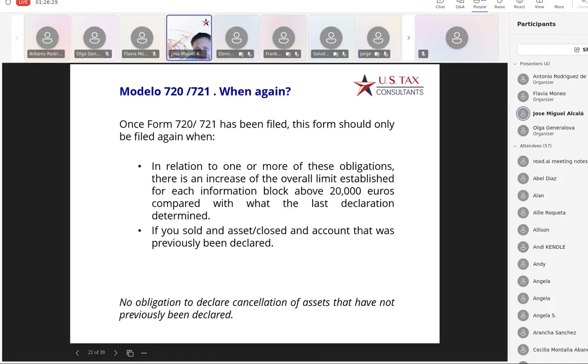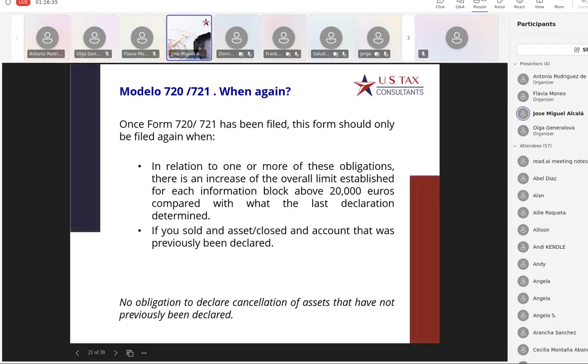Okay, when do we file the 720 again? Let's imagine that we did file the 720 previously, and now we are asking ourselves, do I have to file it again? We have to do the same exercise as I mentioned before: get the balances by the end of the year, or, if we're talking about bank accounts, also the average balance of the last quarter of the year. And if the total sum of these balances has increased by 20,000 euros or more, we will have to file again the 720 or the 721. It's the same, right?